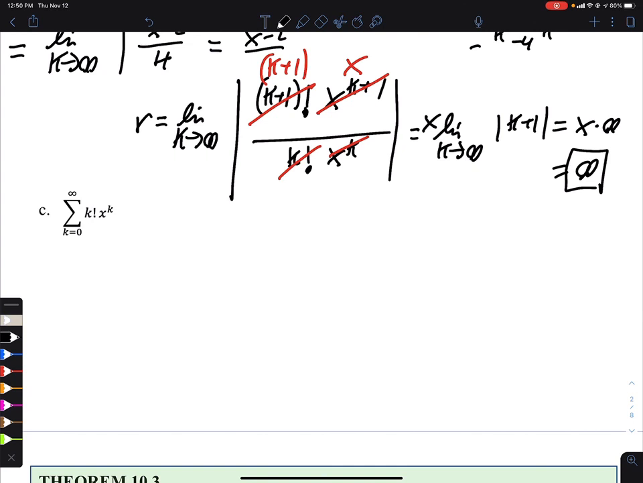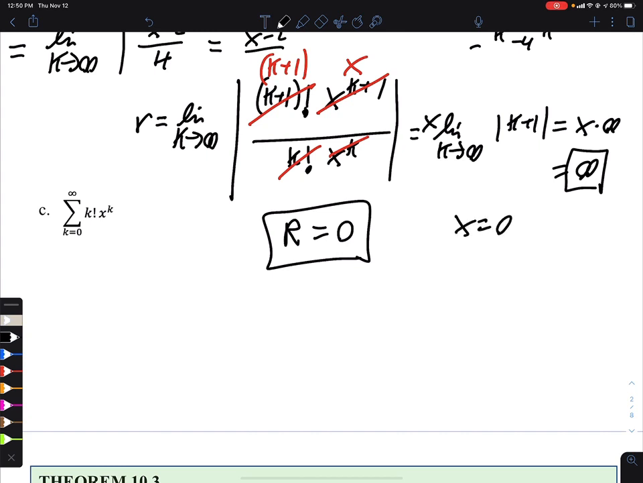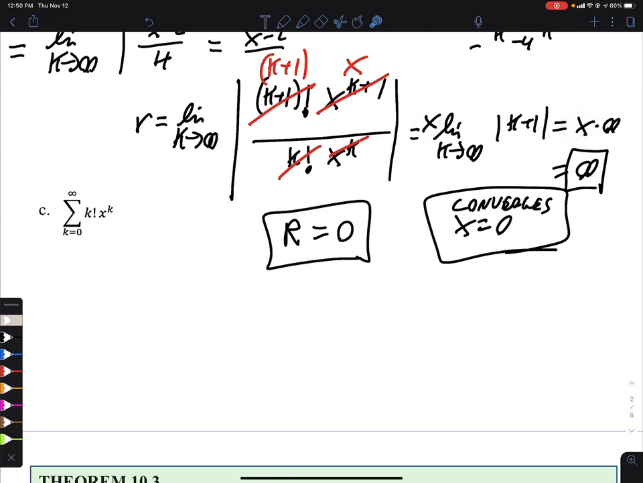So, yeah, our radius of convergence would be 0 because it just is. I don't know what else to say. What is the interval of convergence? I'm going to say it converges if x equals 0. At that one point, because if this is 0, 0 times any number is going to be 0. So that is that example.